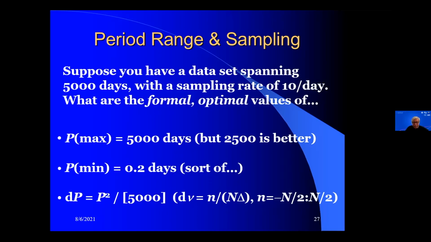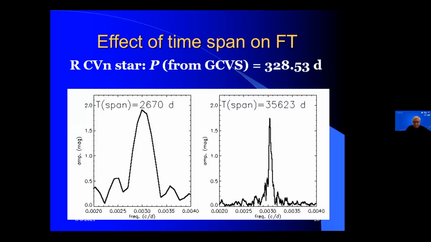Then you have a dP = P² over 5,000 that will then be used to define the frequency here, the range, the interval of the frequency in which you like to sample, the period range that you like to investigate here. So we have n divided by large N times delta, where n runs over the number of data, large N, from minus N/2 to plus N/2 around the zero frequency that we like to investigate. So this is the effect of time span on the Fourier transform.